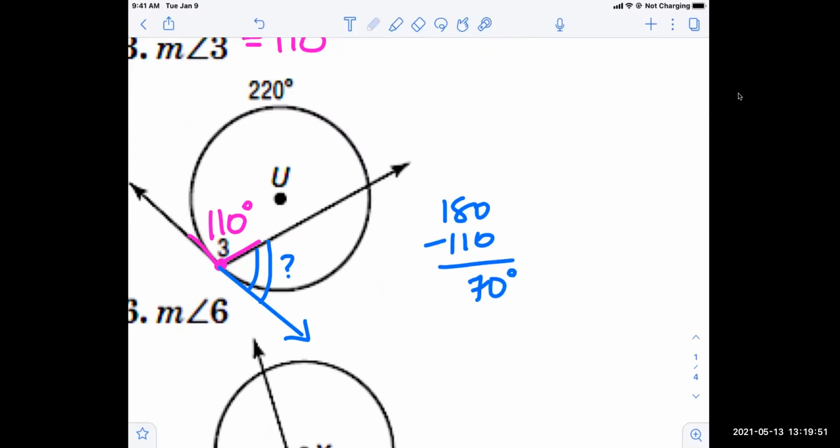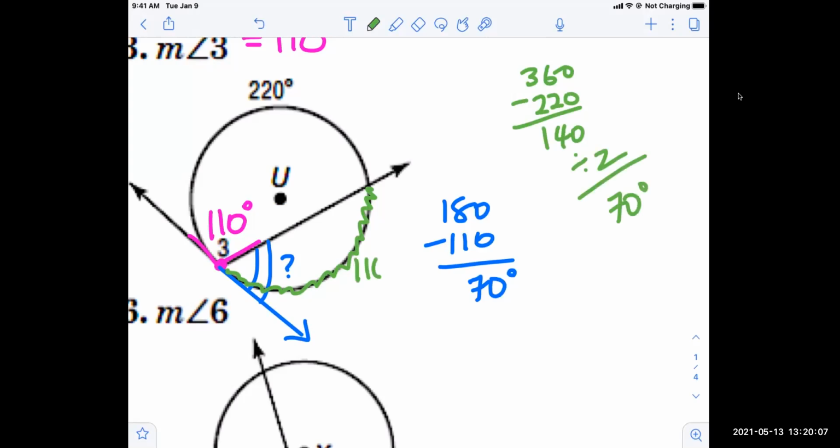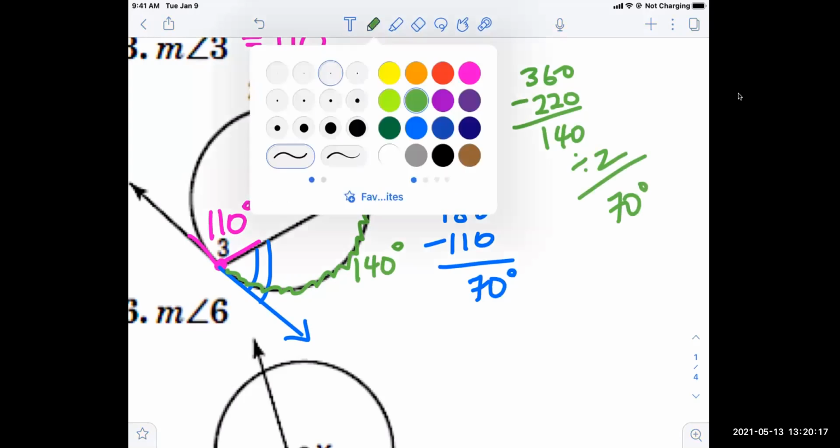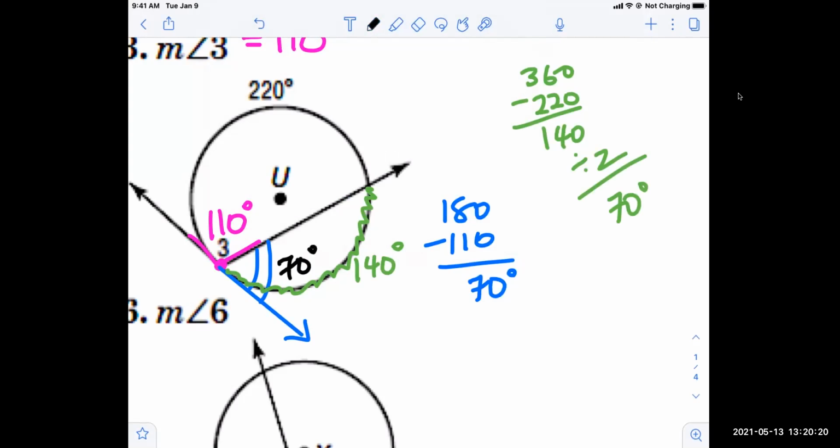Okay. Yeah, so what is that arc measure? 220 from 360, 140, cut it in half, 70 degrees. So, you know, when you're looking at these problems, a lot of times there's more than one way to do the problem. Oops, sorry, I wrote the wrong thing. That was 140. Whichever way you do it, you should get the same answer. So notice that you've got a linear pair here, and you've also got a 360 around that way. So both of those should work out. It should make sense both ways.